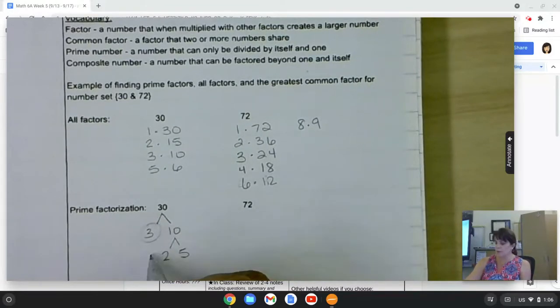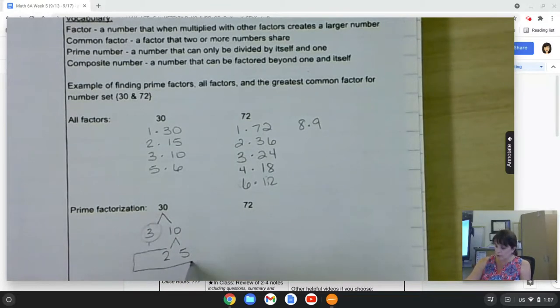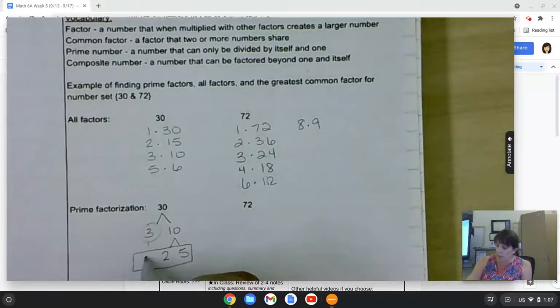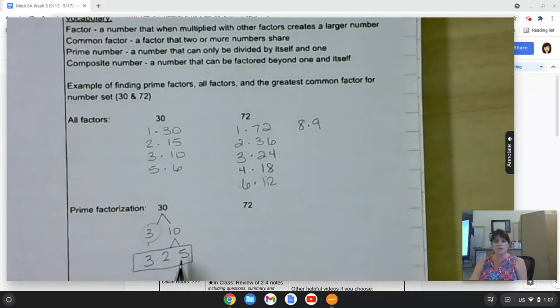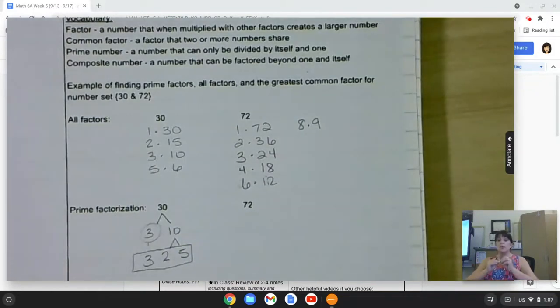Those are prime numbers. So if you take all your prime numbers, and I always call this a Christmas tree, and all the presents go under the Christmas tree. 3 times 2 times 5 is 30. That is its prime factorization, and it is going to be tremendously helpful to you.